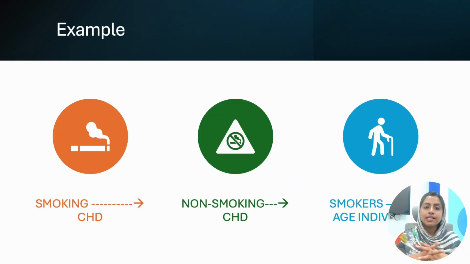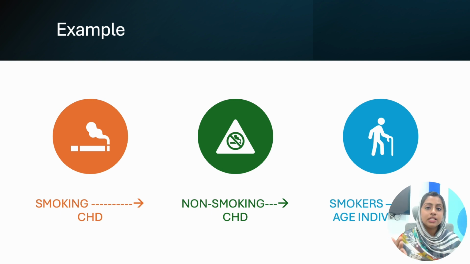So let's imagine a study where I am identifying the association between smoking and coronary heart disease. As I do the study, I am trying to identify smokers and non-smokers and the presence or absence of coronary heart disease. But as I do the study, what I identify is that more people among the smokers are elderly individuals. Can age be associated with coronary heart disease?